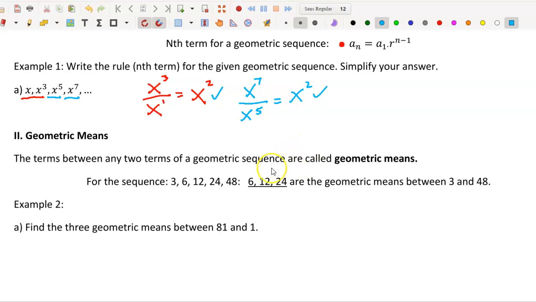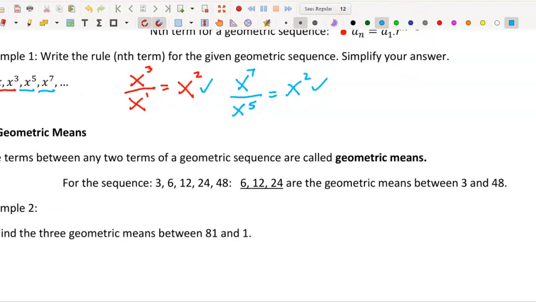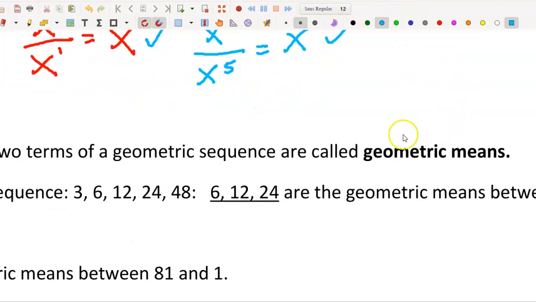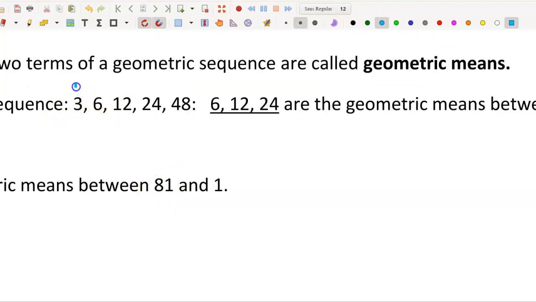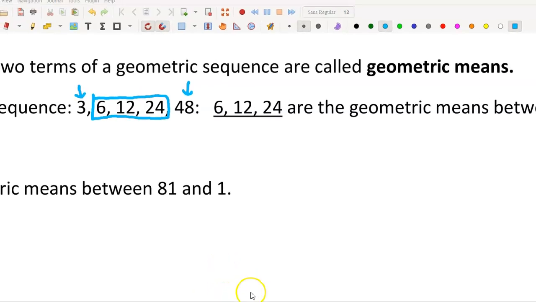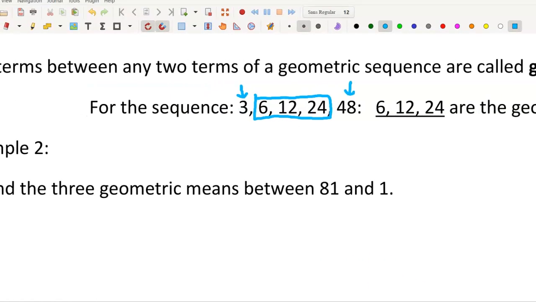And then just like before, we're going to have geometric means. So if you're given two numbers and told it's a geometric sequence, you could try it out. The numbers in between are called the means. So think of the missing means as missing numbers. We can find those whether they're arithmetic on Friday or geometric today.